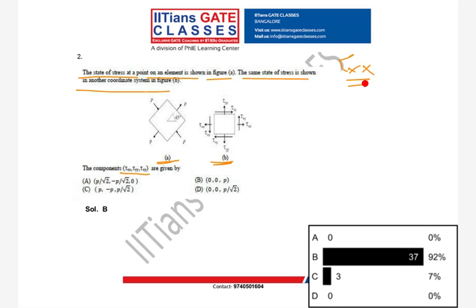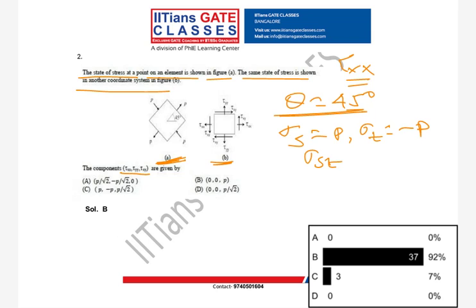Now my stresses are given in the inclined system. You can see here, what is my theta? It is 45 degrees. And what is my stress? Sigma s is P. What is your sigma T? Minus P. What is your tau st? It is 0.